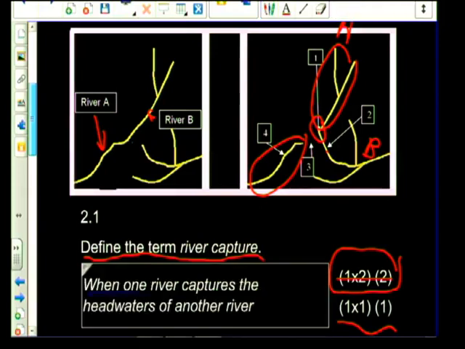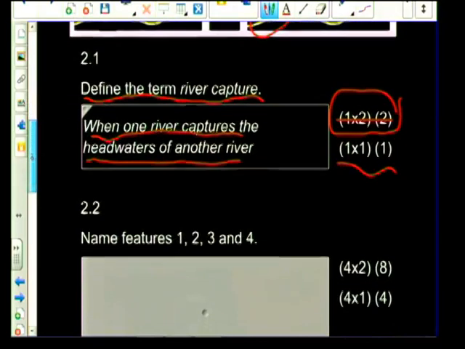When one river captures the headwaters of another river. Once again, learners, full definition. All right, let's look at the next one.